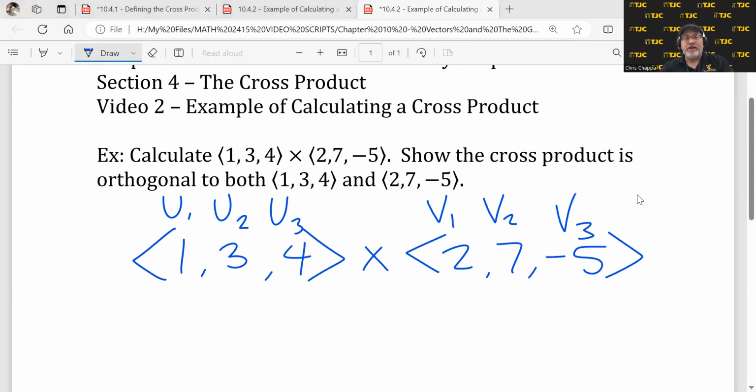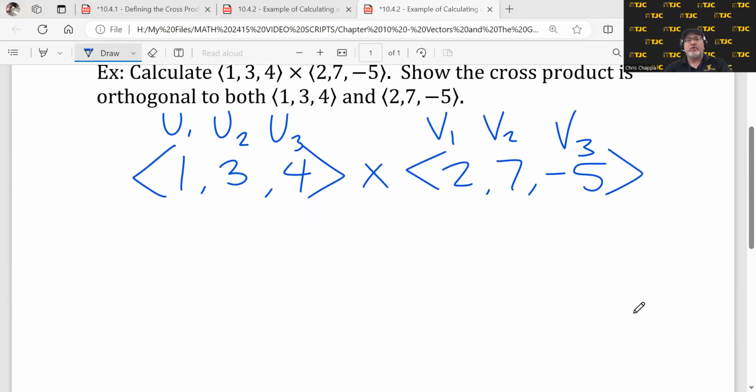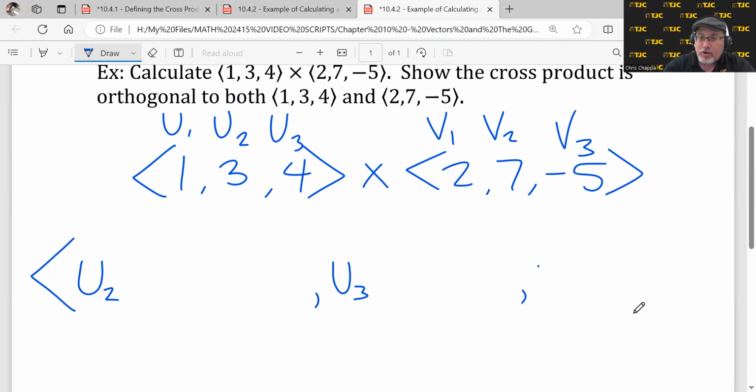All right, in order to find the cross product, I'm going to use the same gimmick as we did before. Each one of them starts with a U, but the subscript we write is the subscript for the next position. So since we're in the first component, we're going to start with U2. And then for the second component, we're going to go over and start with U3. And for the third component, we're going to go over and start with U1.